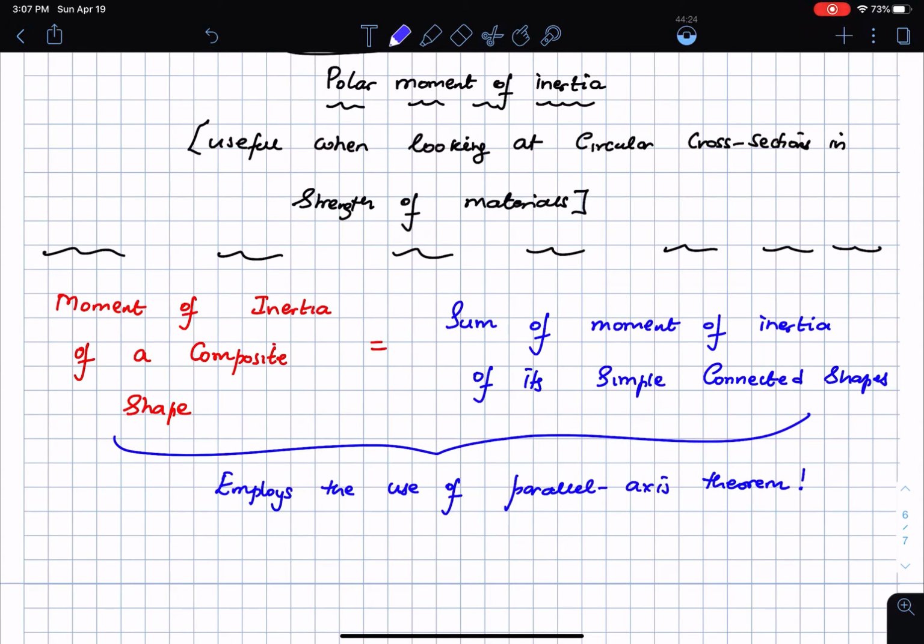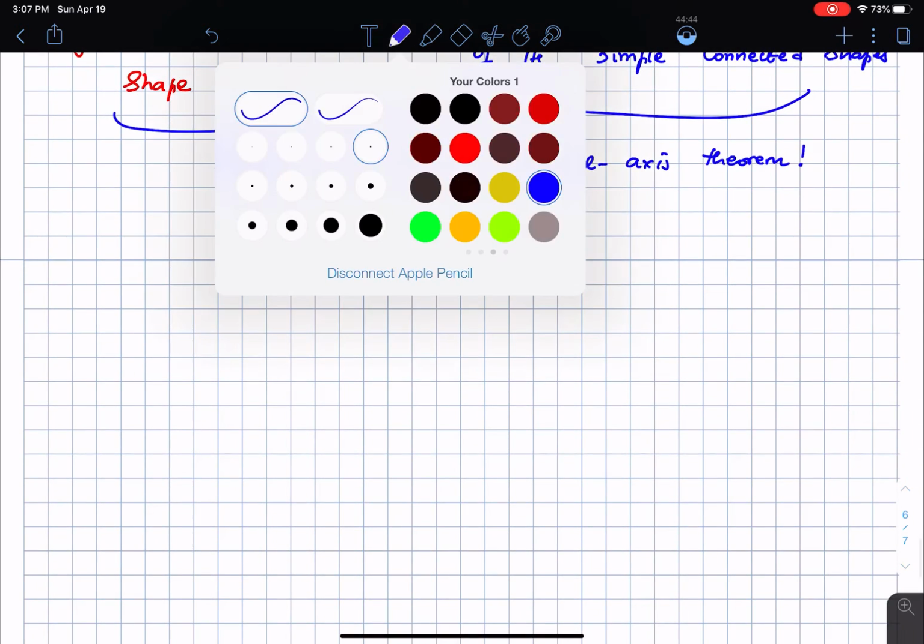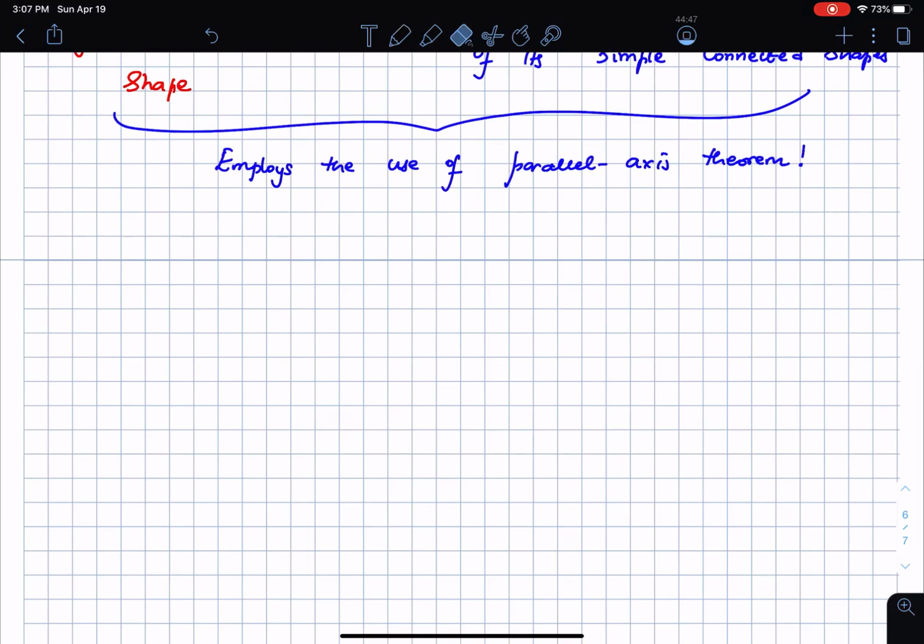All right, and so making use of this basic idea, we're going to look at the calculation of moment of inertia of composite shapes. We're going to make use of problems that we have already seen from lecture 25, which is the T section and the L section, and then we're going to continue making use of those. Okay, so let us go ahead and solve for moments of inertia of composite shapes.